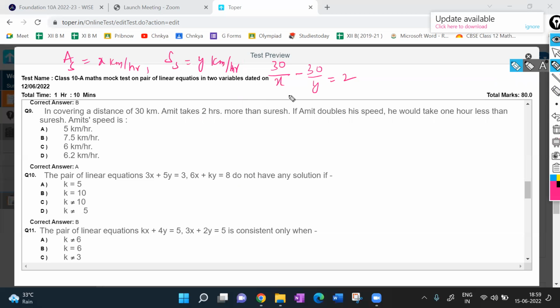Now this can be written as what? Can I just take 30 common here? 1 by x minus 1 by y is equal to 2 by 30. Two ones are two, two 15s are 30. So 1 by x minus 1 by y is equal to 1 by 15. Let me take it as the star equation.